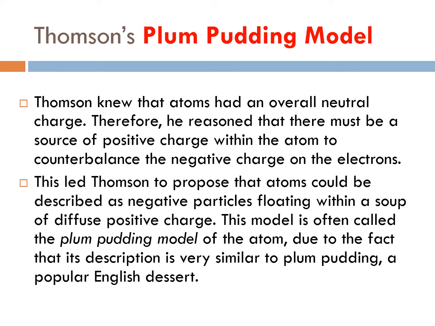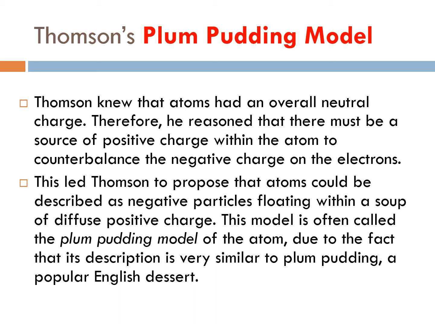So Thomson also came up with something called the plum pudding model. He knew that atoms had an overall neutral charge, therefore there must be a source of positive charge within the atom to counterbalance the negative electrons. This led to Thomson proposing that atoms could be described as negative particles floating within a soup of positive charge.